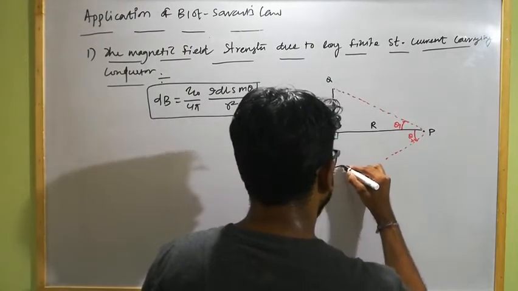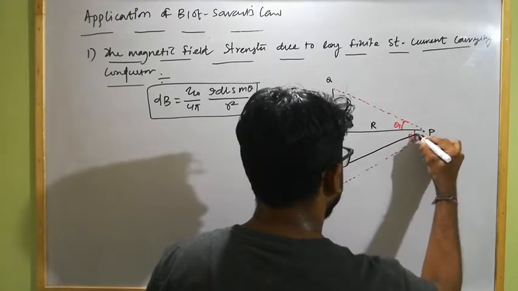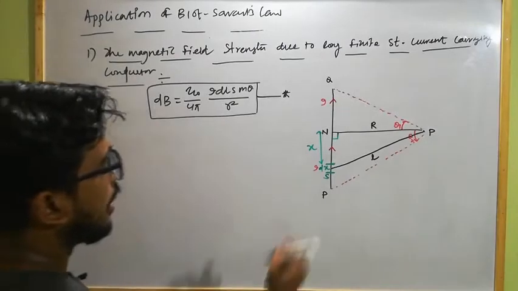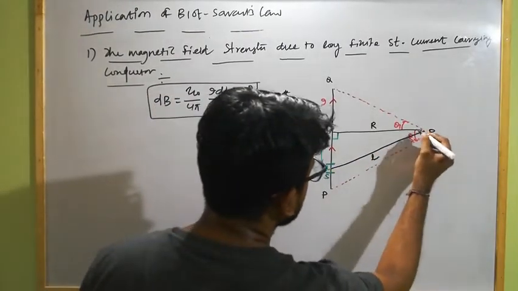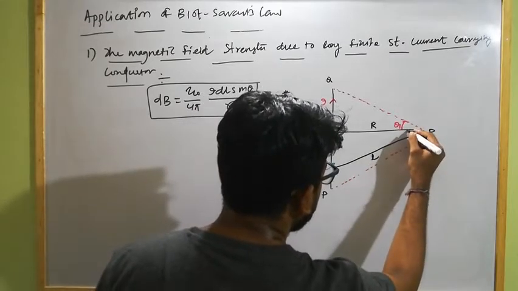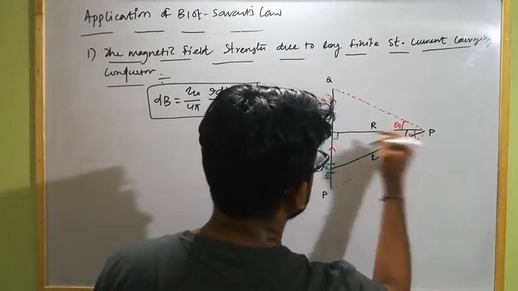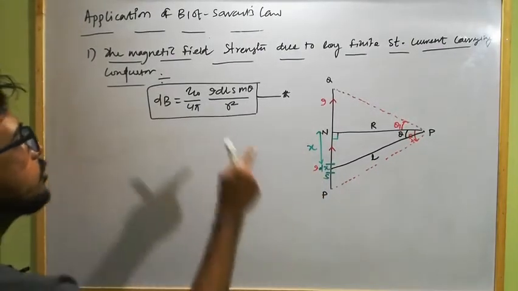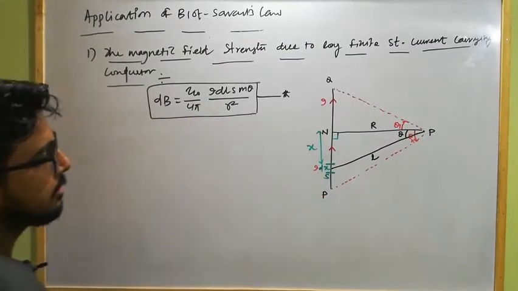Let this be the distance of the point of position P, let this distance be L. Clear? This position makes an angle theta with this perpendicular distance PL. Clear? Now we have to use this formula for this figure.